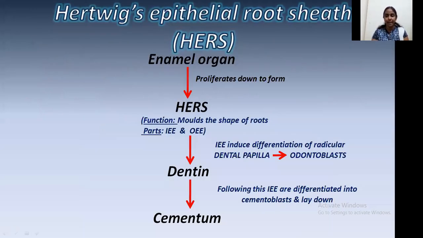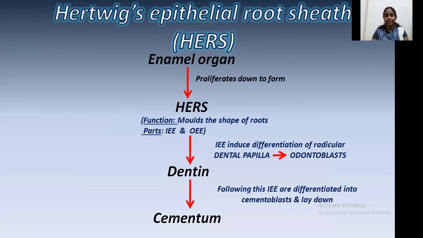Coming to Hertwig's epithelial root sheath, or HERS, we'll refer to it as HERS. The enamel organ proliferates down to form the Hertwig's epithelial root sheath. The function of the Hertwig's epithelial root sheath is that it molds the shape of the roots. It has only 2 types of cells, inner enamel epithelial cells and outer enamel epithelial cells.